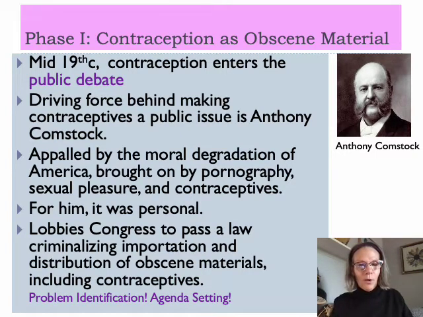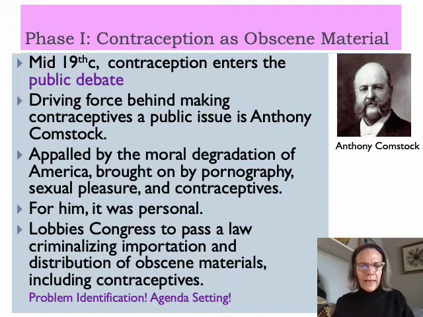He's an agenda setter. He's like, there's this problem. There's all this moral degrading lewdness going on in these cities. And the reason that it's going on in these cities is because people have access to contraceptives and information about contraceptives and pornography and brothels, and we've got to do something about it. So he lobbies Congress to pass a law criminalizing the importation and distribution of obscene materials, and that included information about contraceptives and actually contraceptives themselves.